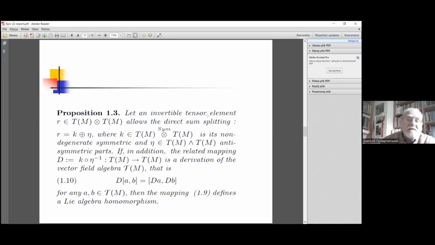The following proposition solves this problem as a special case. Let an invertible tensor element R allow the direct sum splitting in the following form: k plus eta, where k belongs to the symmetric part of this tensor, its non-diagonal symmetric part, and eta belongs to its skew-symmetric part.